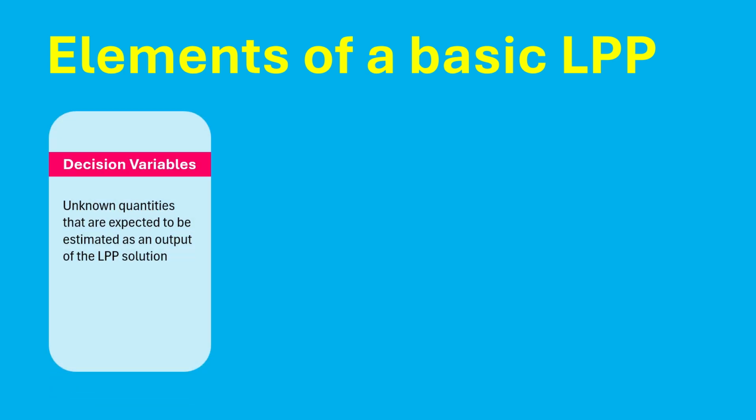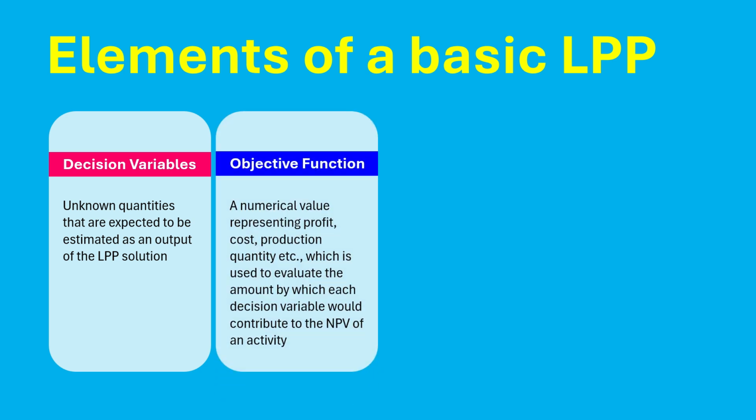Decision variables are unknown quantities that are expected to be estimated as an output of the LPP solution. In the furniture factory problem, there were two decision variables, chairs and tables. Objective function is a numerical value representing profit, cost, production quantity, and so on, which is used to evaluate the amount by which each decision variable would contribute to the net present value of an activity. In the furniture factory problem, we wanted to maximize the total revenue from the furniture production.